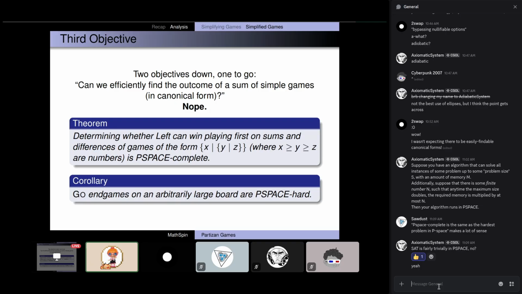But yeah, I'm glad you brought that up so I could make clear PSPACE-complete is worse than NP-complete.